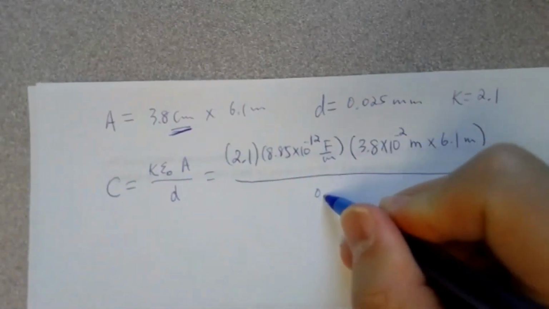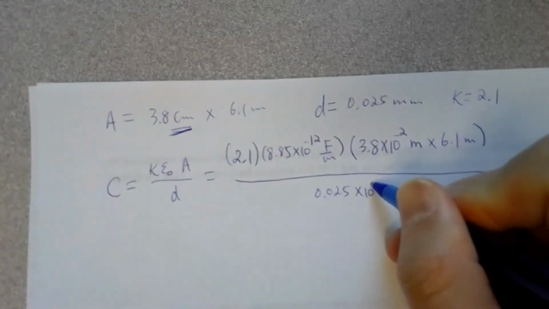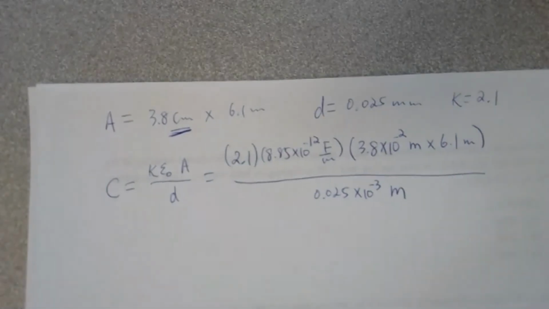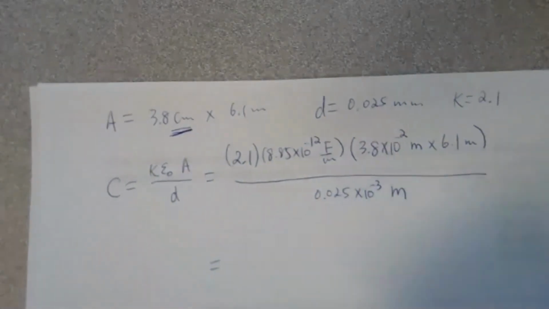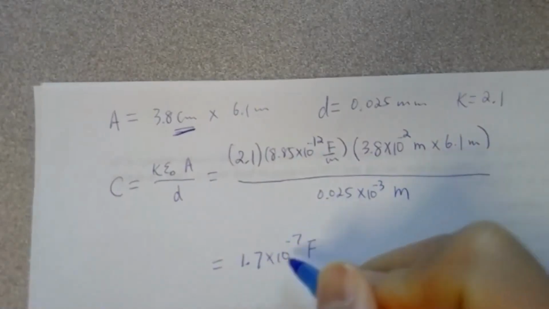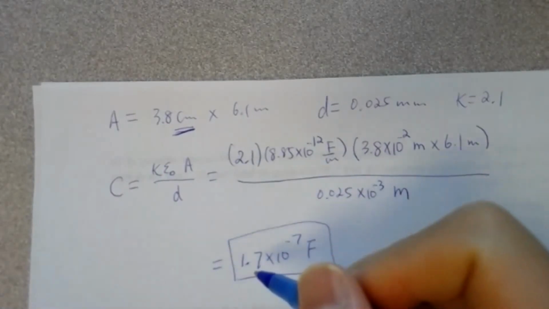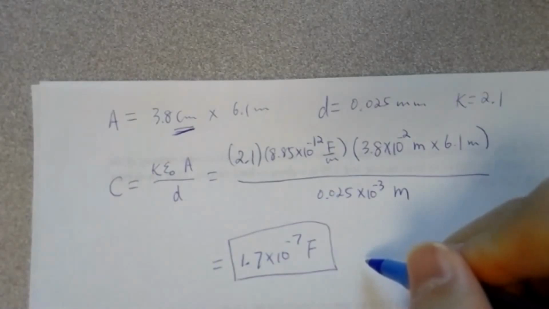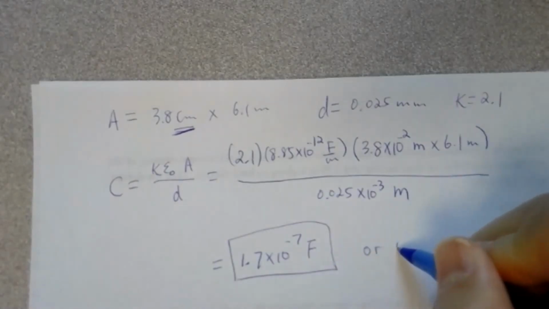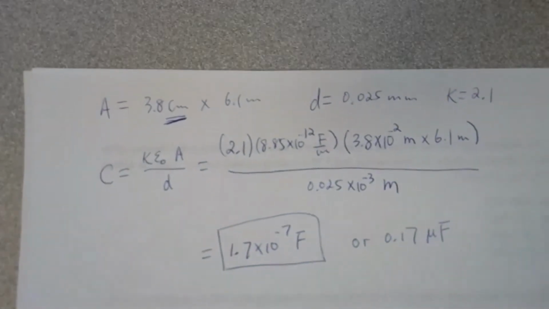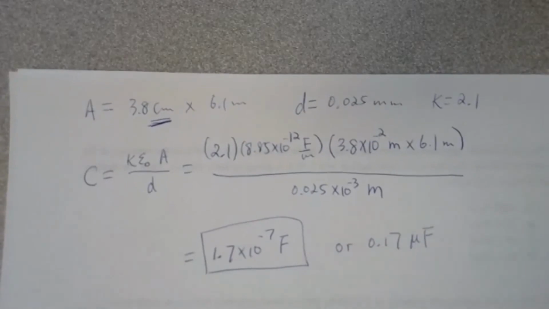divided by the separation of 0.025 millimeters, so times 10 to the minus 3 in meters. If you have every quantity converted right, you'll get 1.7 times 10 to the minus 7 farad. That's your capacitance. Or if you want to express it in microfarads, this is 0.17 microfarad. Micro means times 10 to the minus 6. All right, so that's this one.